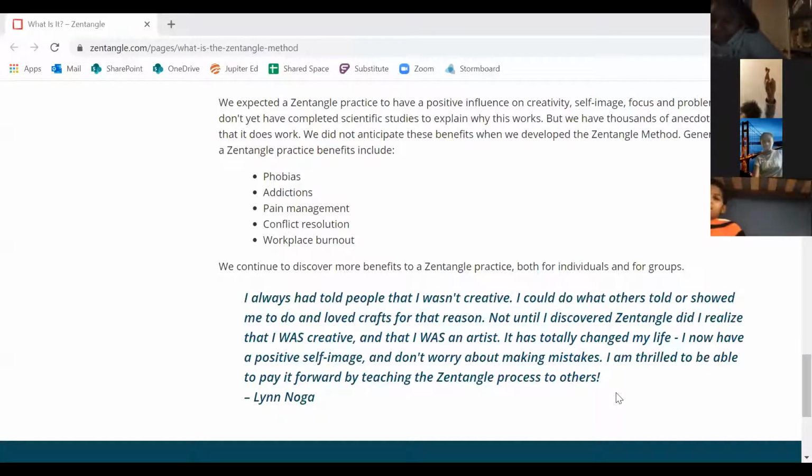Sure. Mercy, I see your hand, but we're gonna move on. There is no right or wrong answer to this. There has not been any scientific proof. If you, as an individual, want to do a study on if Zentangles actually help people or not, by all means, go ahead. But there is no scientific proof backing if it will help you with your phobias, your addictions, your pains, things like that.